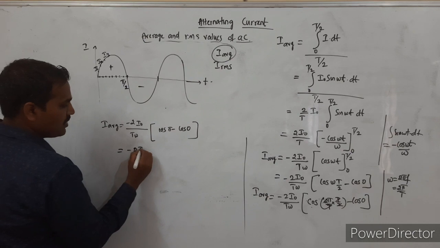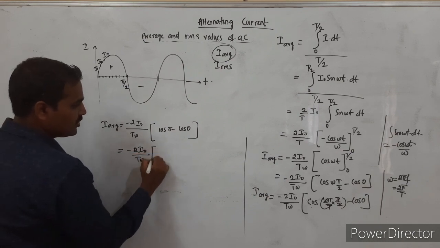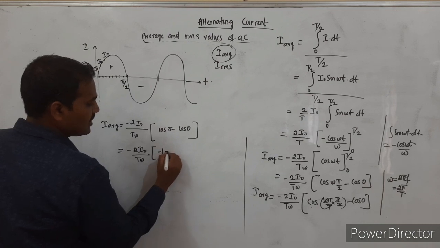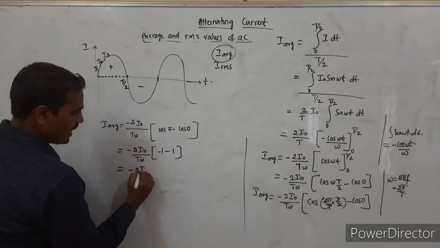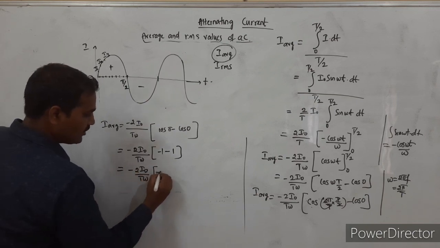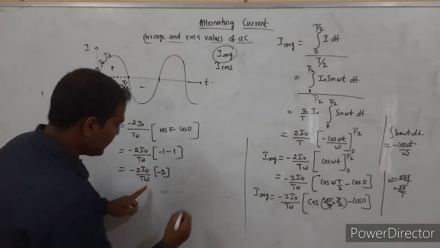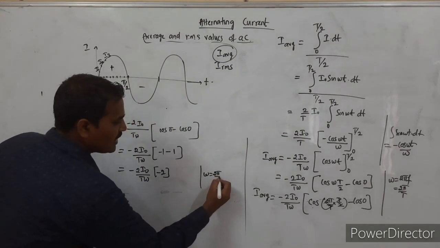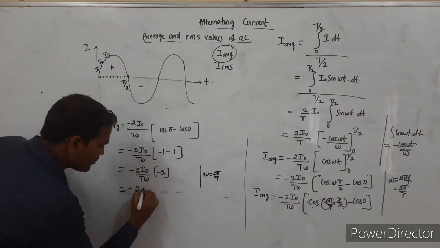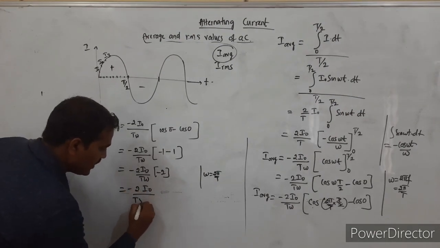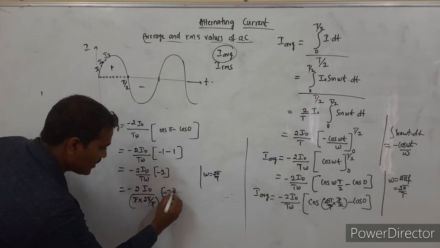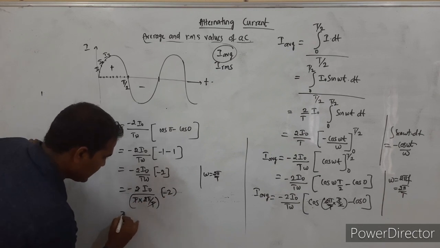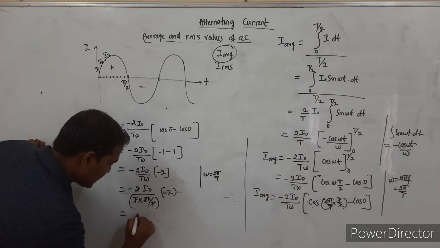Okay, so this is equal to minus 2 I naught divided by t into omega. Cos pi is nothing but minus 1, minus of cos 0 is 1. So I get it as minus 2 I naught divided by t omega into minus of 2. Again omega is equal to 2 pi by t, that I am substituting here. Minus of 2 I naught into t into omega, which is 2 pi by t. This t gets cancelled here. So here I have minus of 2 again. This 2 gets cancelled here. So minus into minus is plus. I can write it as 2 times I naught divided by pi.